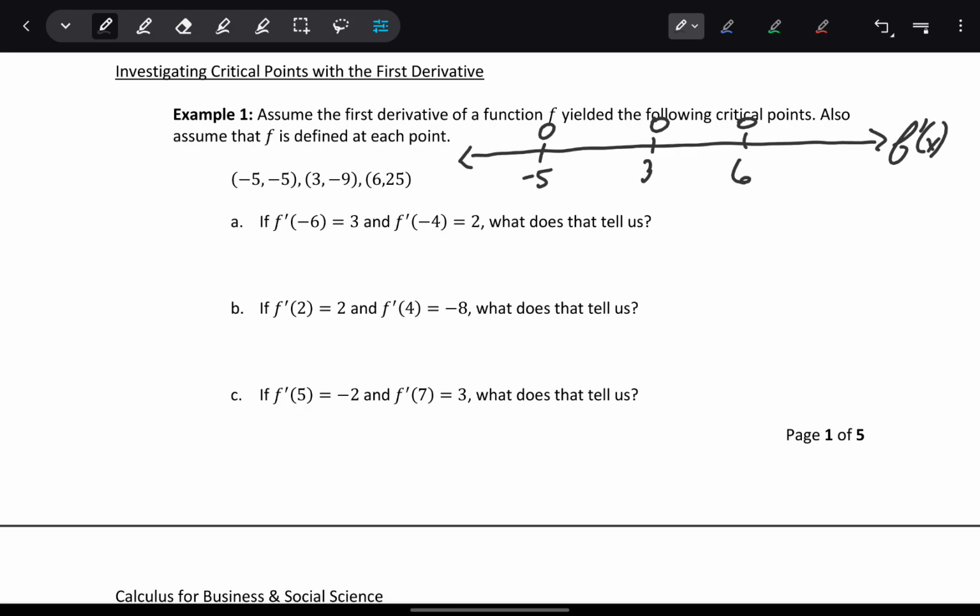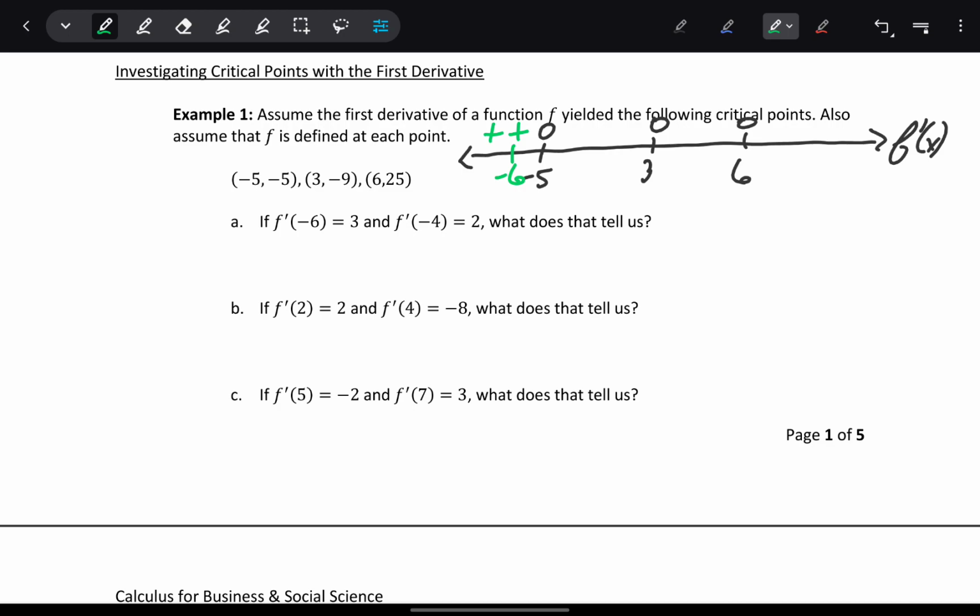Now what we need to do is look at what's happening on those intervals in between to determine what actually is happening. We're told in part A that f prime of -6 is equal to 3. That means that at -6, our first derivative function is positive. So on this entire interval, anywhere where x is less than 5, the first derivative will be positive.